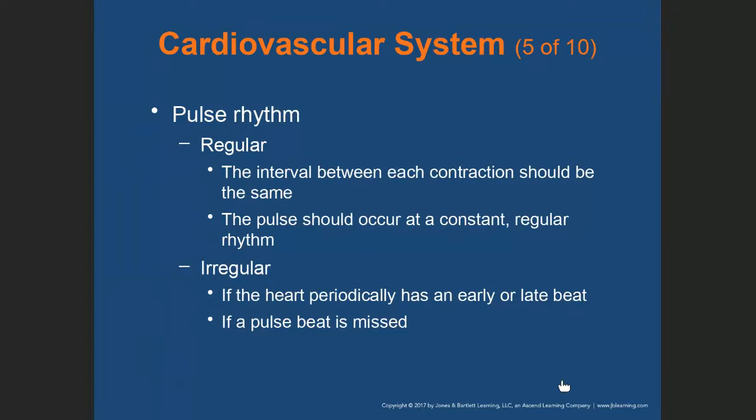The pulse rhythm, again, we're looking at consistency. So is it regular or irregular? The interval between each contraction should be the same. The pulse should occur at a constant regular rhythm. Irregular is if the heart periodically has an early or late beat, or if a pulse beat is missed. If a patient has a pulse that is irregular, this is a red flag. Something is not quite right with that patient's heart rhythm. Something is abnormal about that heart rhythm.